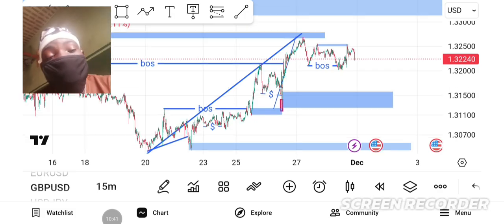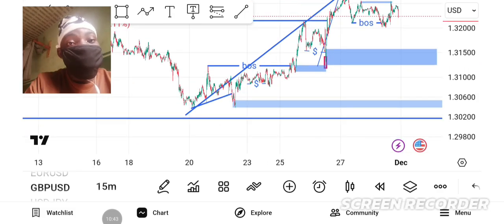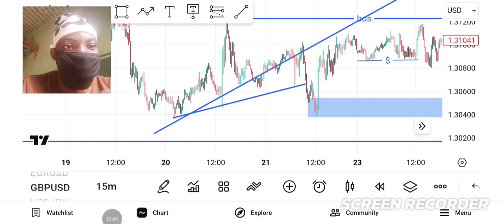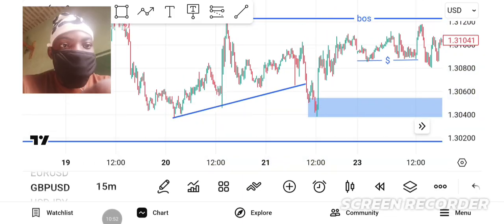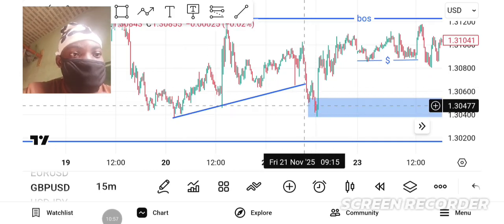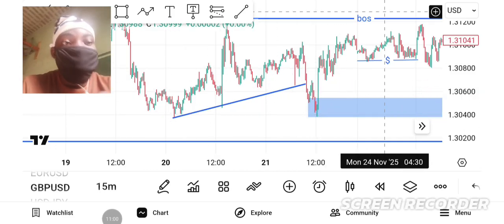What do we do again? We mark out our point of interest, which is the decisional and the extreme that led to the breakout structure, and that's where all this drawing can now come in. So let me delete this first. So what can I see clearly? I can see that we had a trend line that was forming, and we had an inducement, a run of liquidity that led towards a bullish breakout structure.